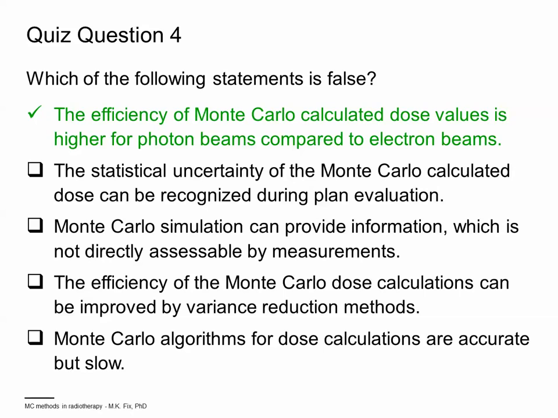The answer is: the efficiency of Monte Carlo calculated dose values is higher for photon beams compared to electron beams. Think of that photons are indirectly ionizing particles, so the electrons have to be produced first.